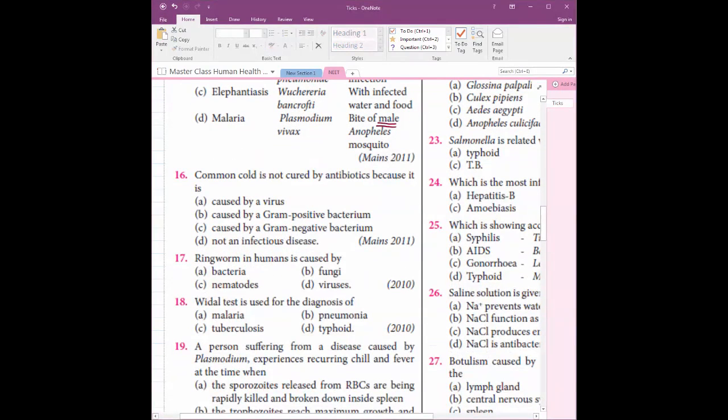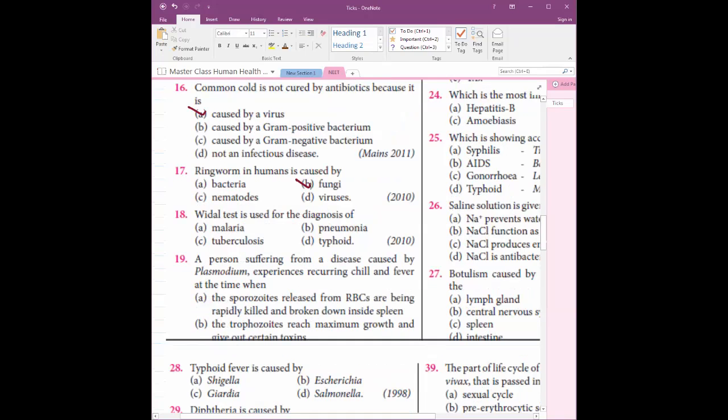Okay, next, common cold is not cured by antibiotics because, very simple, guys. Mukta is right, Samiksha is right, Sneha Singh is right. Yes, very simple. Why? Because it is going to be a virus. Ringworm in humans is caused by, guys, very simple once again. Yes, Sneha is right, Sia is right, Parnavi is right, Samiksha is right, Mukta is right. So it is caused by fungus, dermatophytosis. Vidal test, once again, very simple. We've done it, henceforth we will skip this. So it is typhoid. Okay, next question.